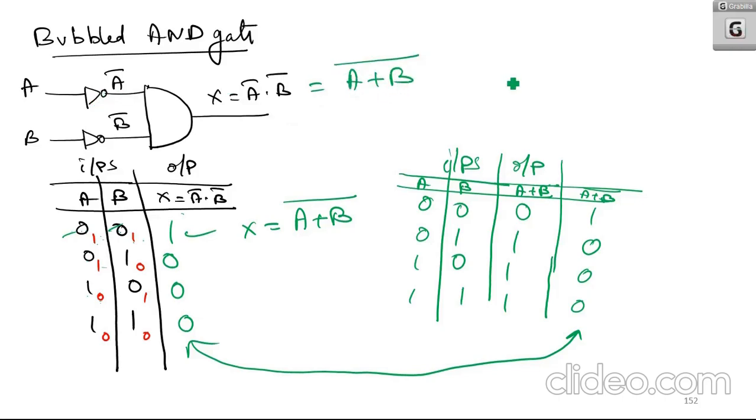Okay. So what is A or B the whole bar? That is basically which gate? That is basically the NOR gate. So with these inputs A, B, you will get X is equal to A or B the whole bar. So bubbled AND gate is basically a NOR gate.